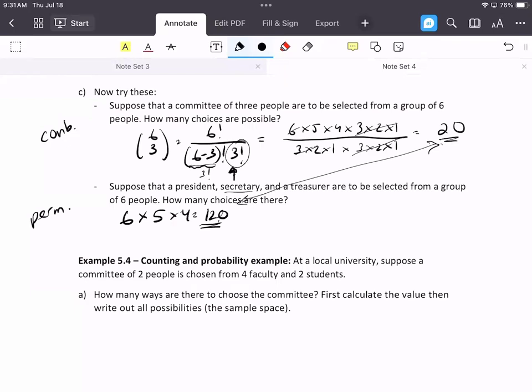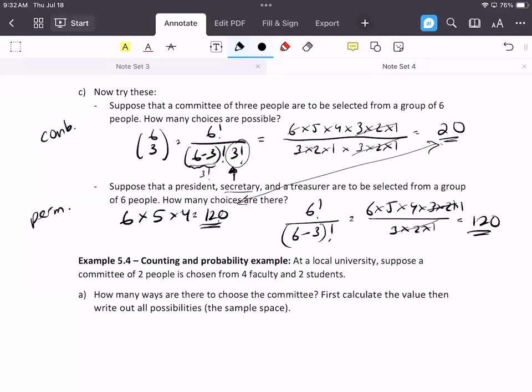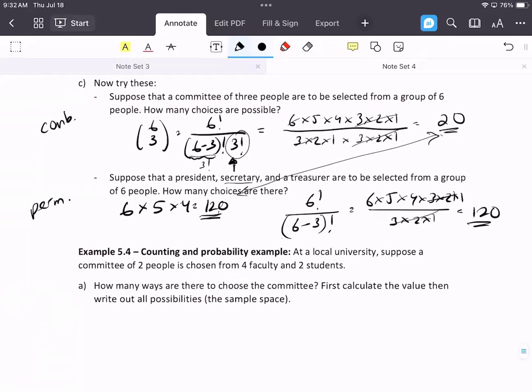Could I do it using the formula? Certainly. 6 factorial over 6 minus 3 factorial is going to give me 6 times 5 times 4 times 3 times 2 times 1 all over 3 times 2 times 1, and I get 120. So for simple problems like this, you could do it either way. But as problems get more challenging, it can be very useful to use the formulas.